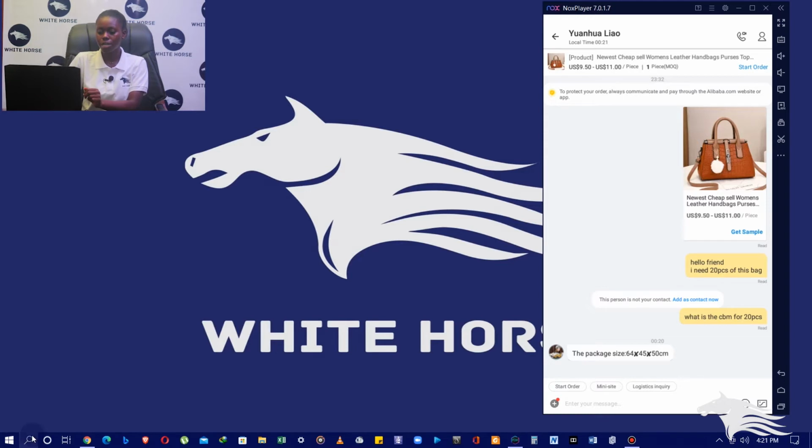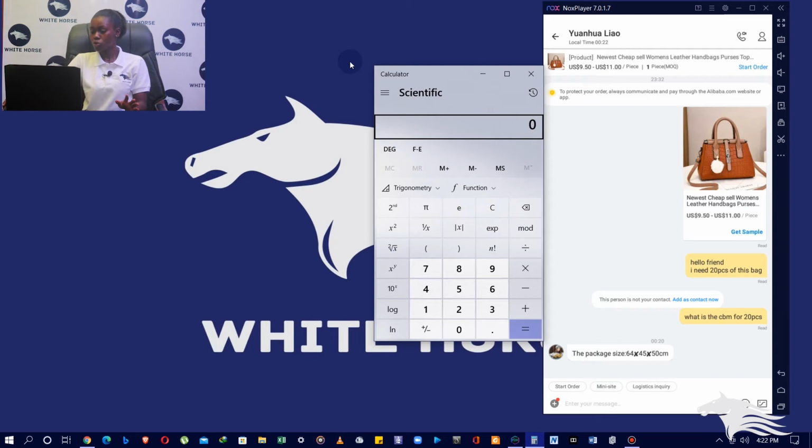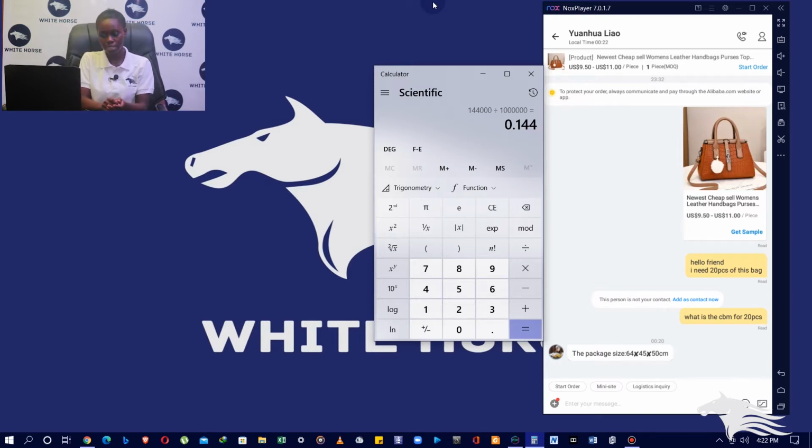Using this package dimension, let's calculate our CBM. I'm going to look for my calculator. There it is. The dimension is 64 by 45 by 50. The answer we got is 144,000. Then you divide by 1,000,000. Okay, good. So the CBM that we have for the 20 pieces of the bag is 0.144 CBM.